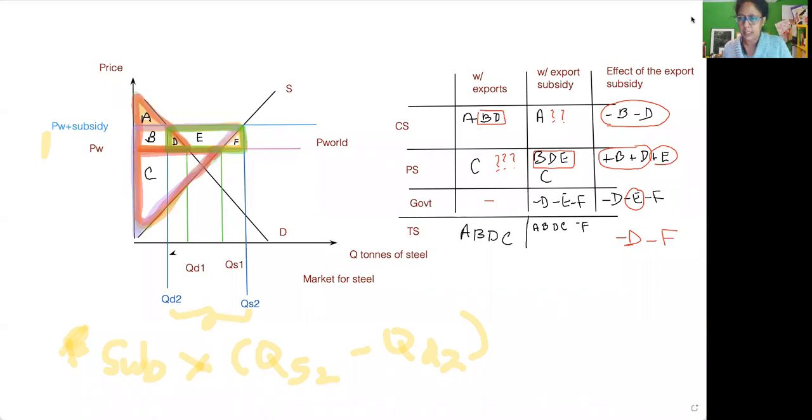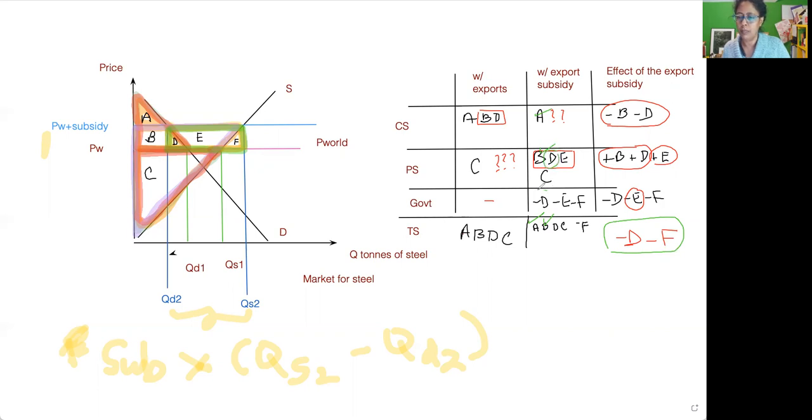Now I want to talk about something that's a little less obvious because my chart is not quite correct. Let me change to this. I actually want to highlight this one. In my effects column, I have minus D minus F. If I were to use my other strategy of figuring out TS, I would add up the consumer surplus, producer surplus, and the government subsidy costs. And if I do this, I can see here I've got A, got B, and it doesn't appear anywhere else. It's interesting, come back to it.